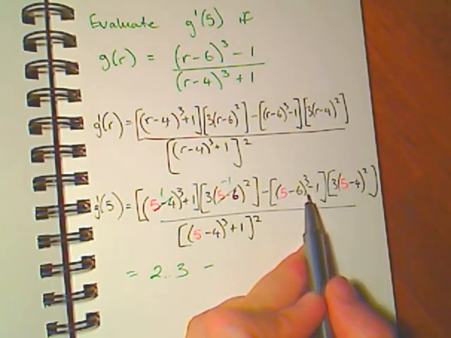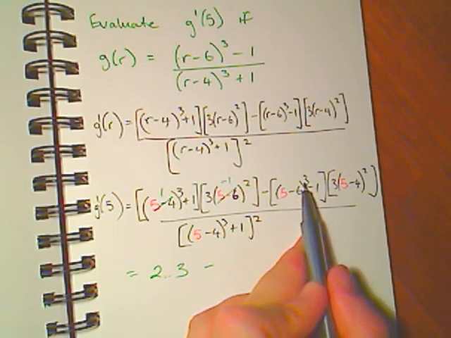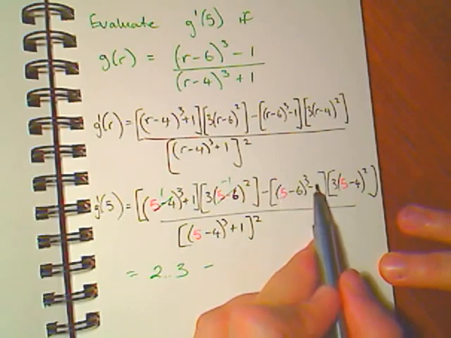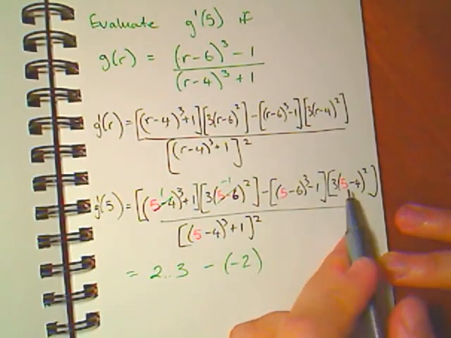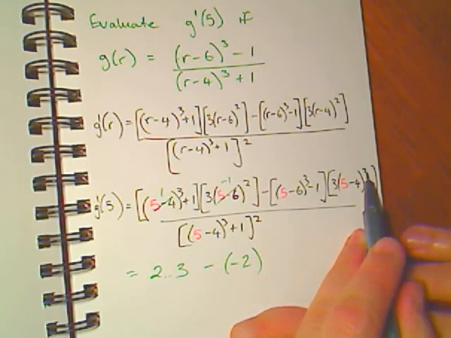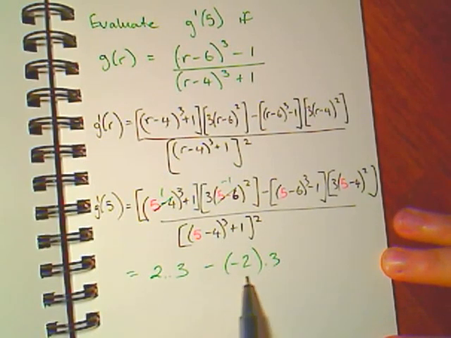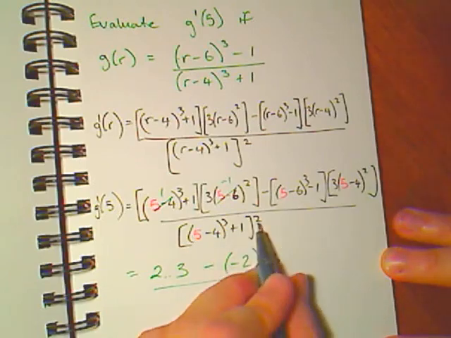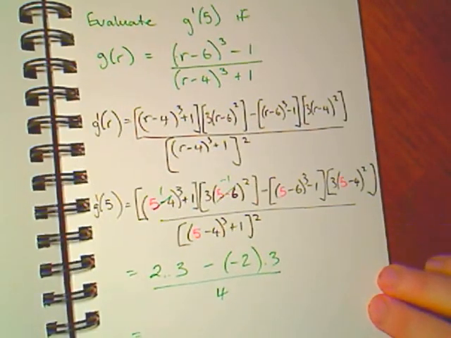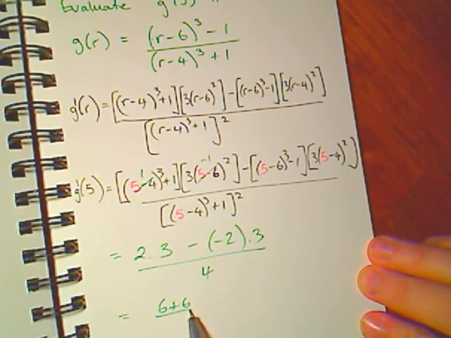Minus 5 minus 6 is minus 1. Minus 1 cubed is minus 1. Minus 1 here is minus 2. 5 minus 4 is 1 squared times 3. 5 minus 4 is 1 cubed plus 1 is 2. 2 squared is 4. 2 times 3 is 6. 2 times 3 is 6. 12 divided by 4 and 3.